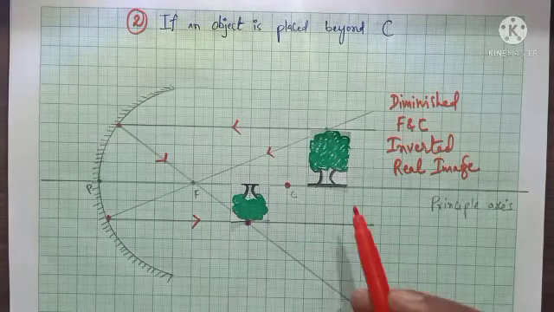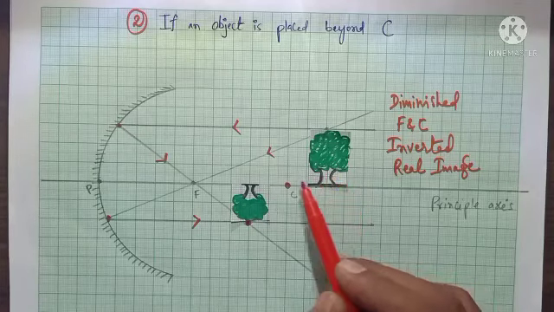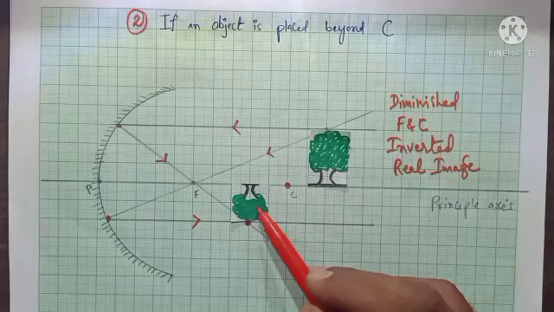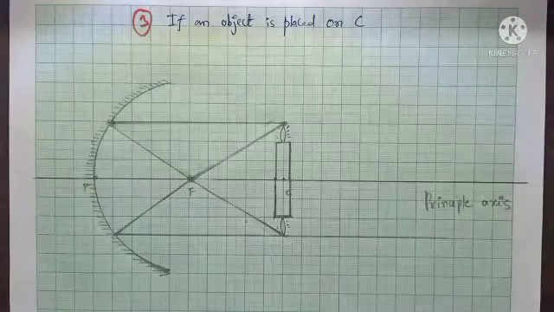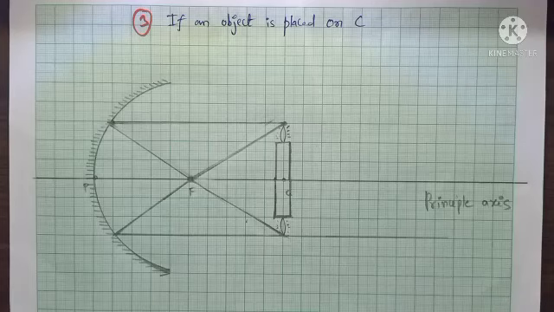So here this is an object, and the image formed is diminished compared to the object. Now we are going to draw the third situation, the ray diagram.